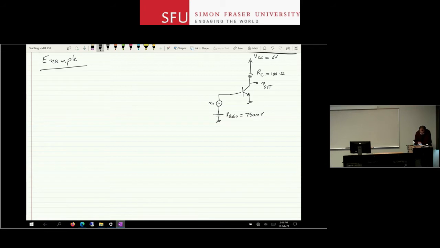So it says that IS for this transistor is 1 femtoamps and beta is 100. And the question is, there are two parts. Draw the small signal equivalent circuit. And part two is what is the voltage gain.